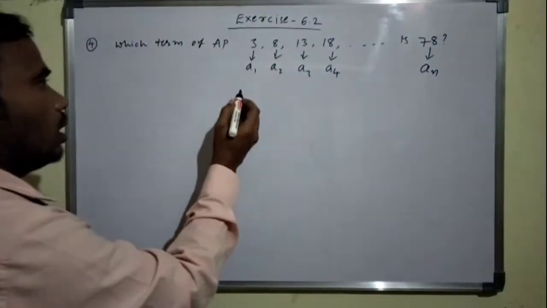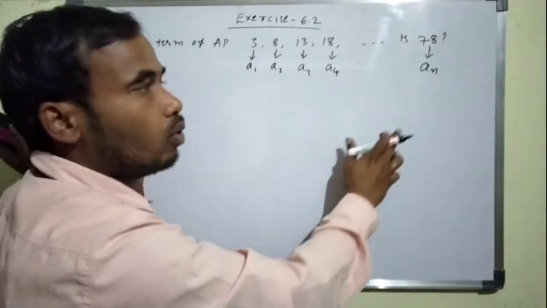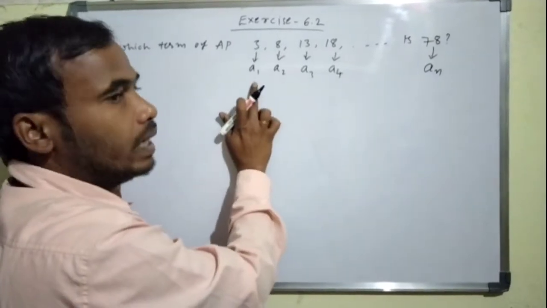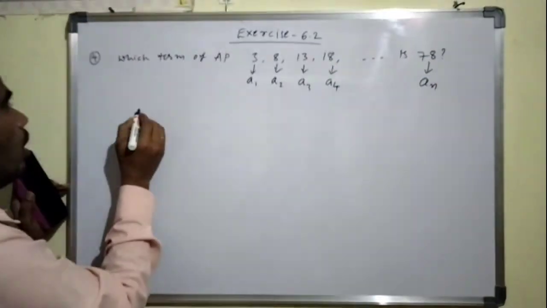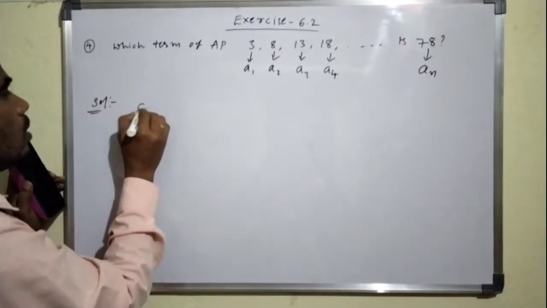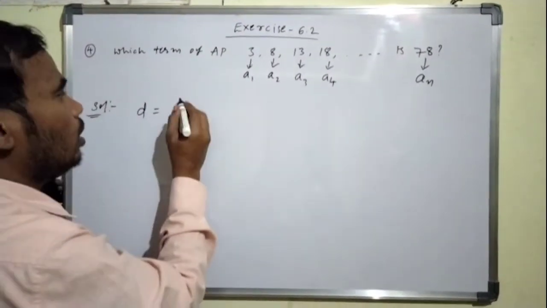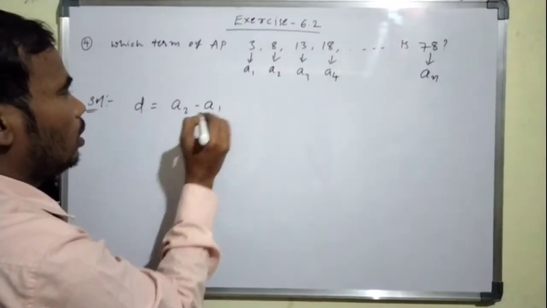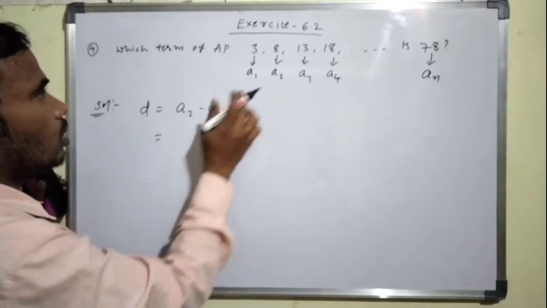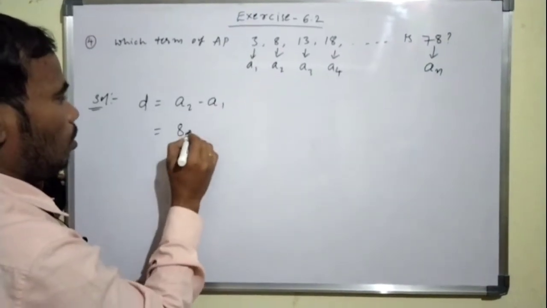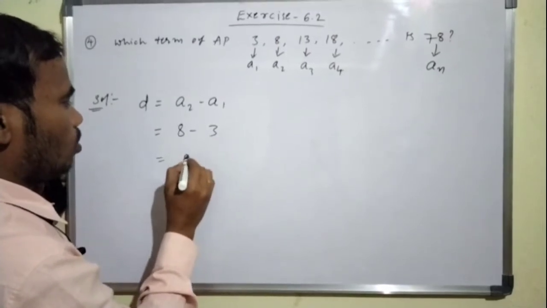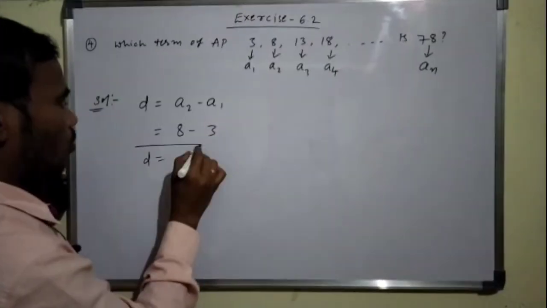So what is that first? Now the nth term we are finding. So first we have to find the d value. How does the d value come? d is equal to a2 minus a1. a2 is 8, minus a1 which is 3. So 8 minus 3 is 5. d is equal to 5.